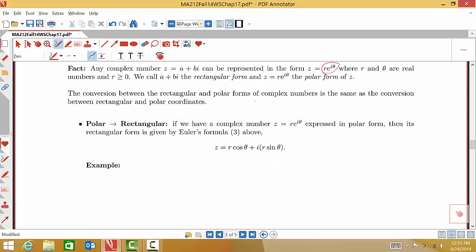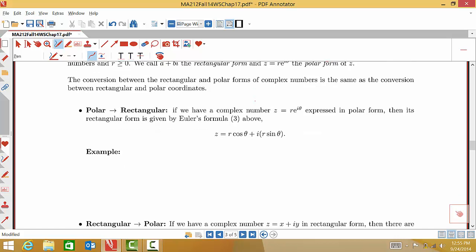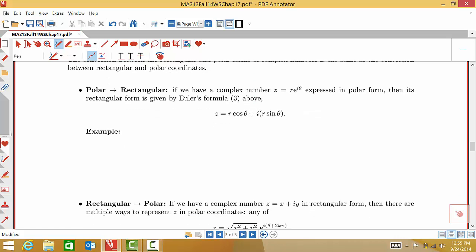So the conversion between rectangular and polar forms is the exact same as the conversion between rectangular and polar coordinates that you did in Calc 3. So it's easy enough. If we have a complex number r e to the i theta in polar form, and I want to express it in rectangular form, it's easy enough. So for example, suppose I have 3e to the pi over 4i. This would be the number in polar form.